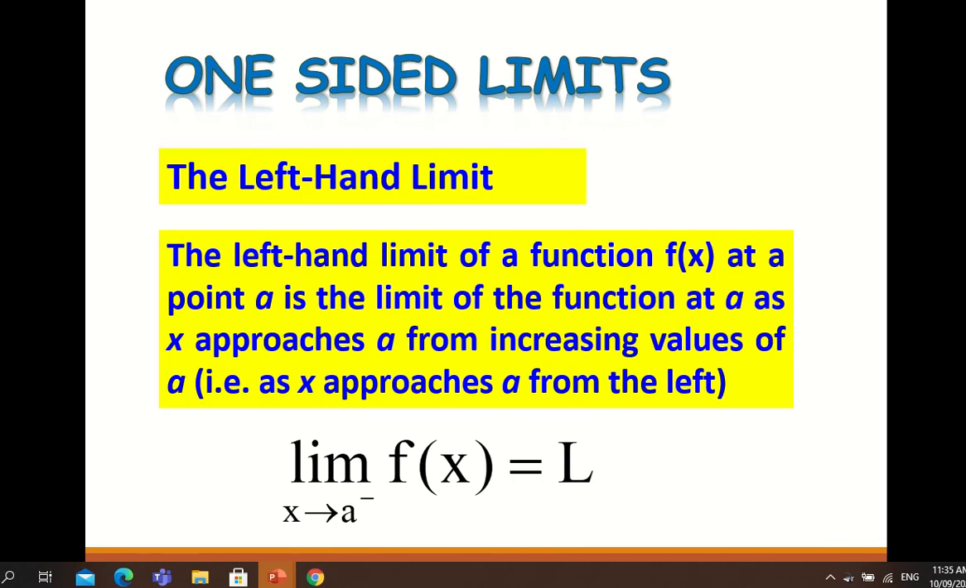Now the left hand limit. Let us review the left hand limit. The left hand limit of a function f of x at point A is the limit of the function at A as x approaches A from increasing values of A, that is, as x approaches A from the left. The negative sign here indicates that the values are increasing from the left going towards A.